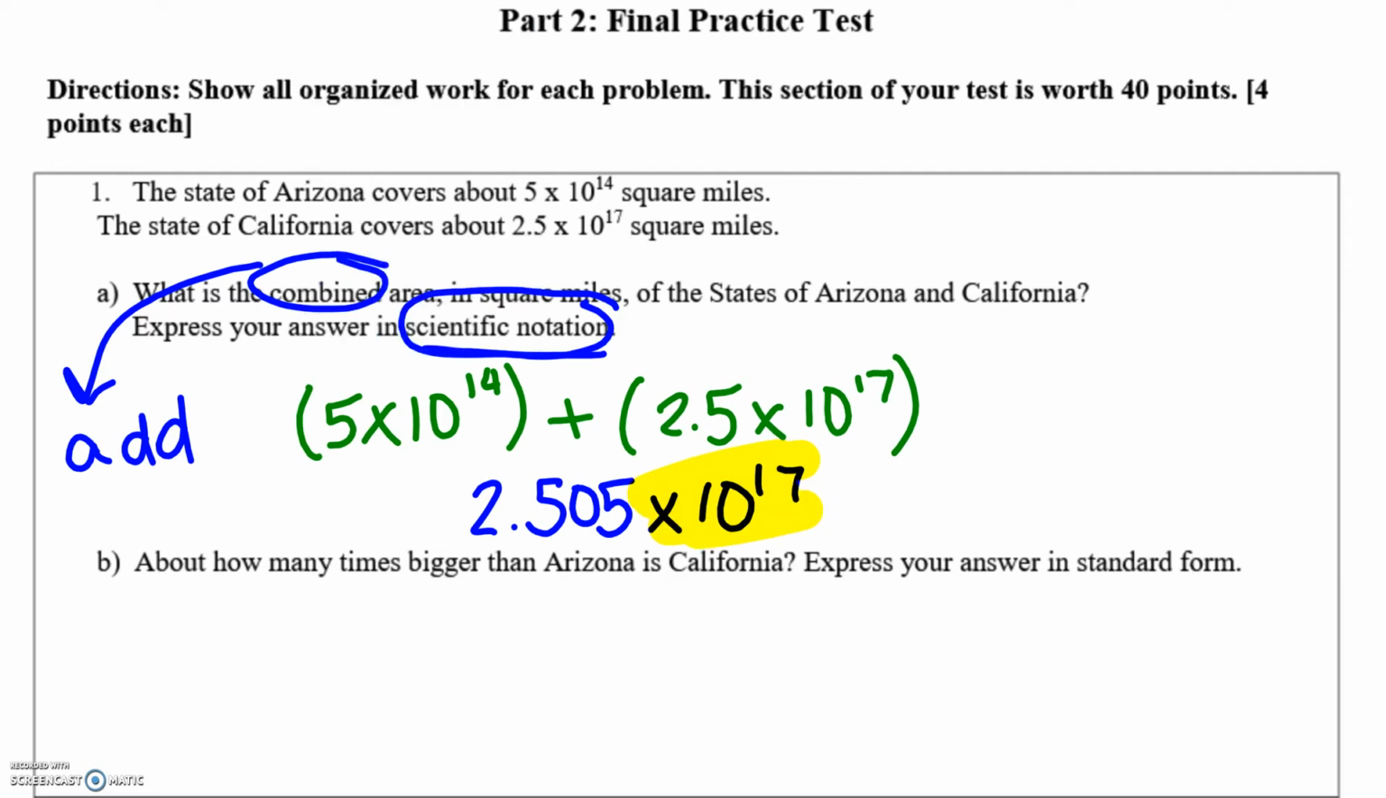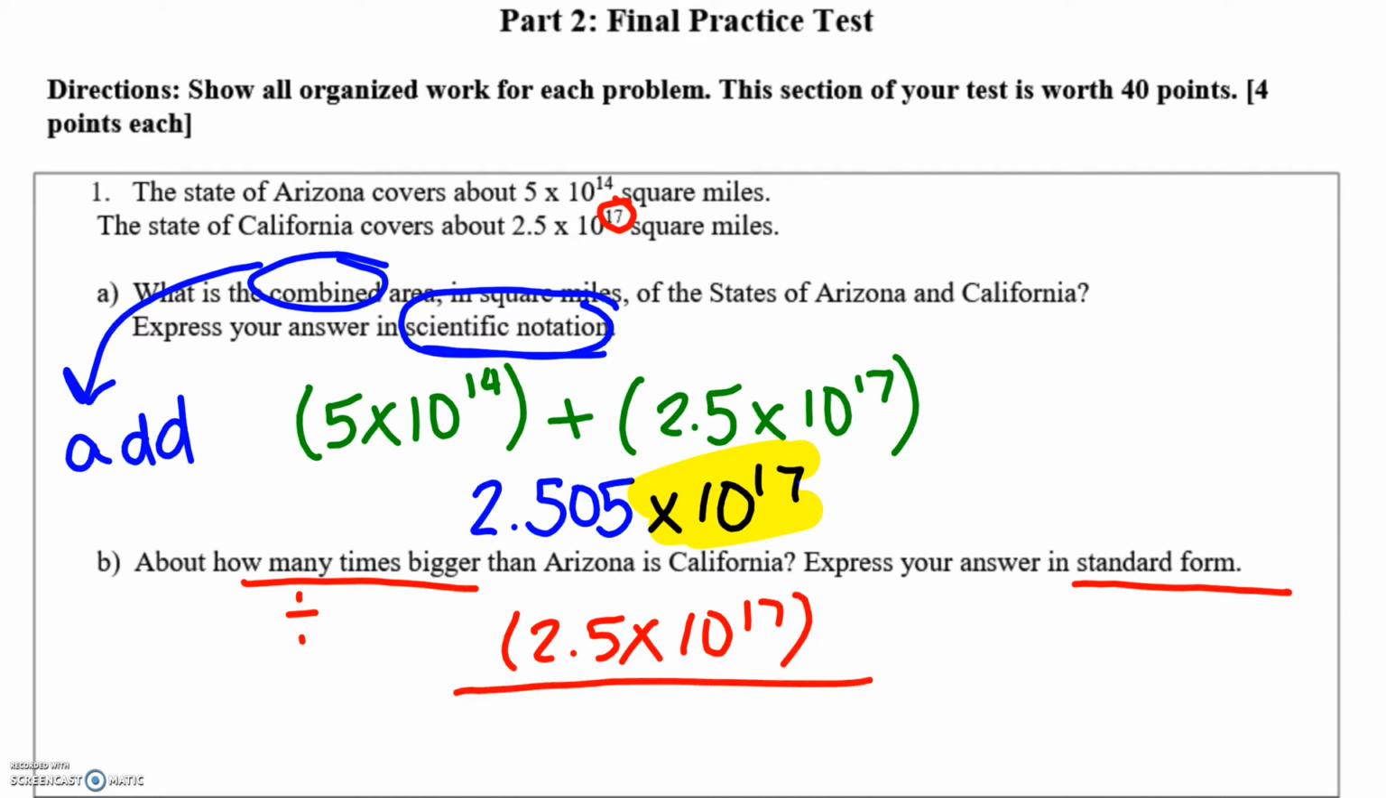Again, they want it in scientific notation, which this is in scientific notation because of that times 10 to a certain degree. For the next part, it says about how many times bigger. How many times bigger? We have to use the operation of division. Is Arizona compared to California? And we want it in standard form. So we don't want it in the form of times 10 to an exponent. So let's look at our numbers. 17 is a bigger exponent, so that's a larger number. We're going to take that number, 2.5 times 10 to the 17th, close parentheses, hit the divide by button, open parentheses, 5 times 10 to the 14th, close it, and hit enter. In our calculators, we should get 500.